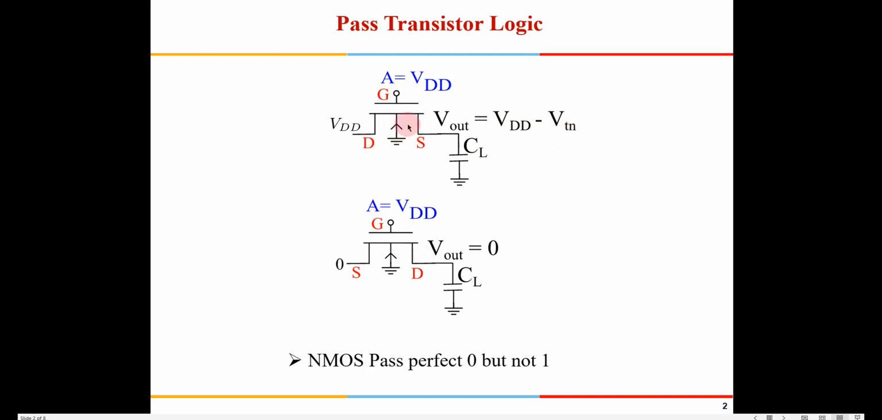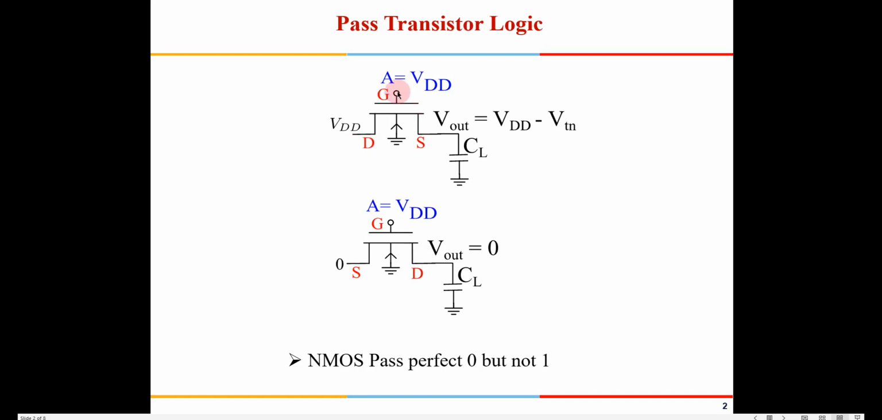Since this is an NMOS, the majority carriers here are electrons. So from VDD the charge has to come here. That means the positive charge will move from left to right, whereas the electrons will move from right to left. Since the electrons are going to move into this device from this terminal, we call this the source and we call this the drain.